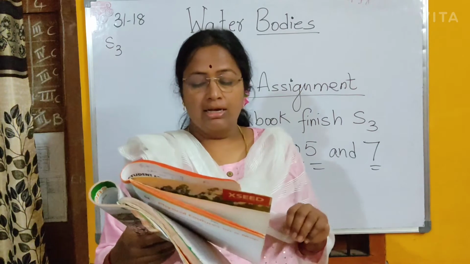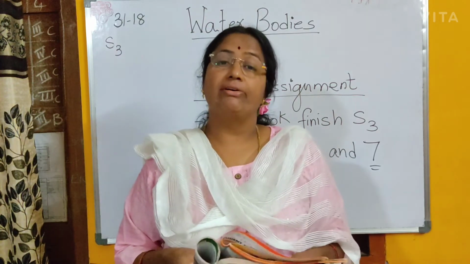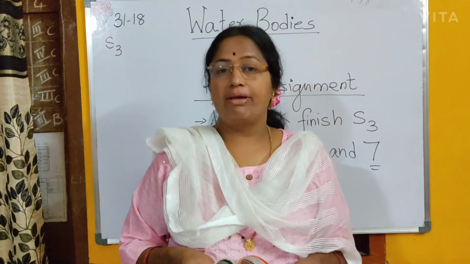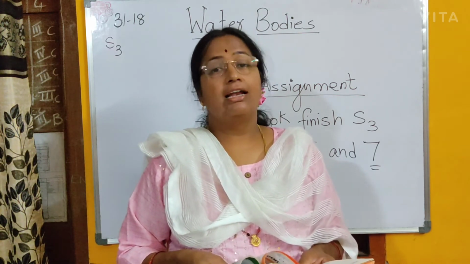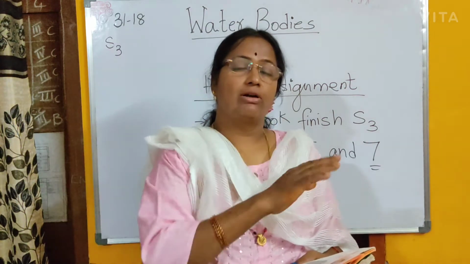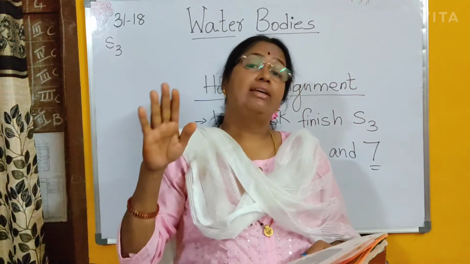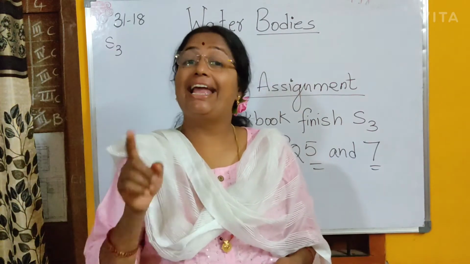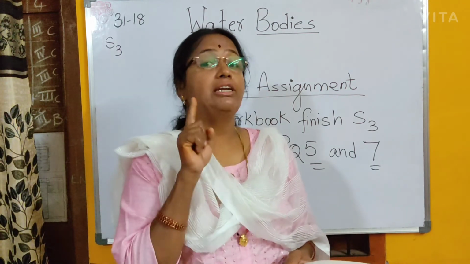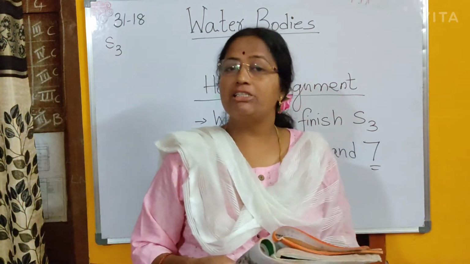Third question, how is the lake different from a river? Lake is a still water body. River is a flowing water body. Okay, lake has standing water. River is a flowing water body. Lake can have either salt water or fresh water, but river always has fresh water.